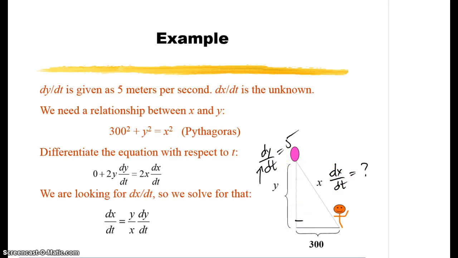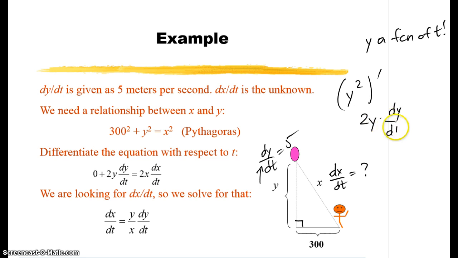Well, notice this forms a right triangle. So we could use the Pythagorean theorem, which says the sum of the legs squared is the hypotenuse squared. And in this case, that means 300 squared plus y squared is x squared. Differentiate both sides of this equation with respect to t. The derivative of any constant is 0. The derivative of y squared is 2y dy/dt. Remember, y is a function of t. Therefore, when you take the derivative with respect to t, this is 2y dy/dt. That's what we get there.